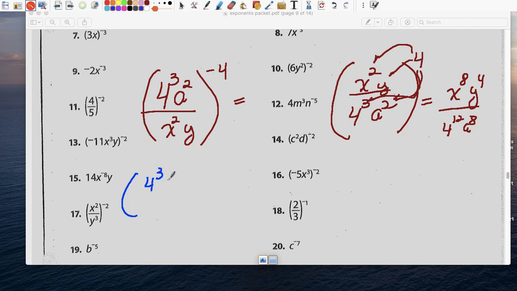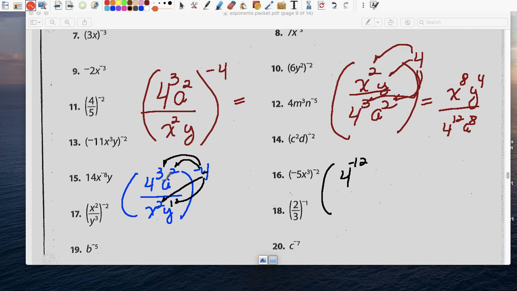Now, maybe you say, I don't want to do that, it sounds a little too complicated. Well, then don't. I want to take that negative 4, and it's almost like a distributive property. You multiply negative 4 times every exponent inside the parentheses. 3 times negative 4 is negative 12. a to the 2nd times negative 4 gives a to the negative 8th. Over x to the 2nd, 2 times negative 4 gives negative 8. And then y to the 1st times negative 4 gives y to the negative 4.